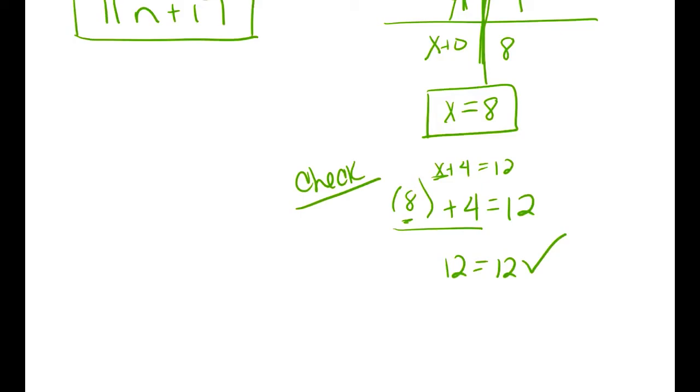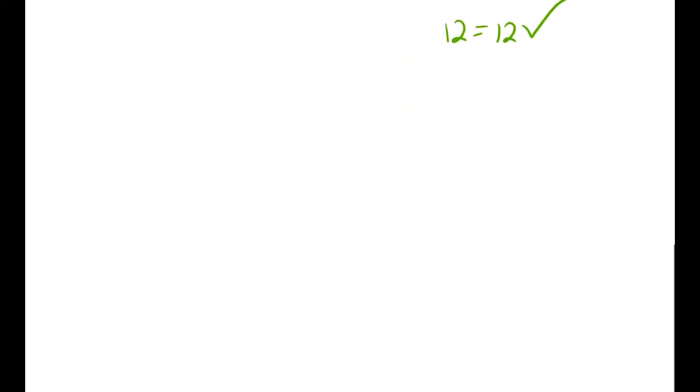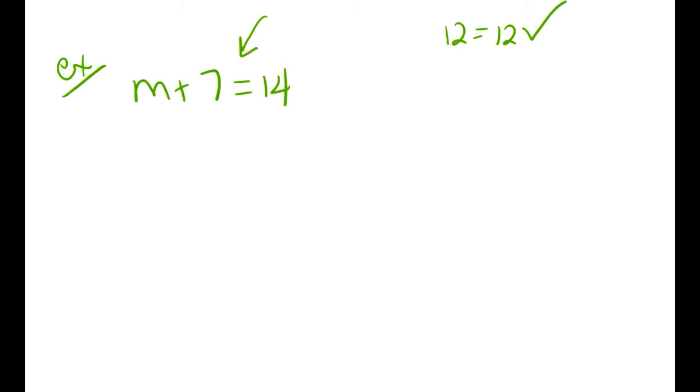Okay, I know that was a lot. We're going to do lots more examples here. Let's do another one. What if I had m plus 7 equals 14? Again, I'm going to add or subtract away to solve this equation. It's an equation because I recognize I have an equal sign here. So I want to get a number for my solution.